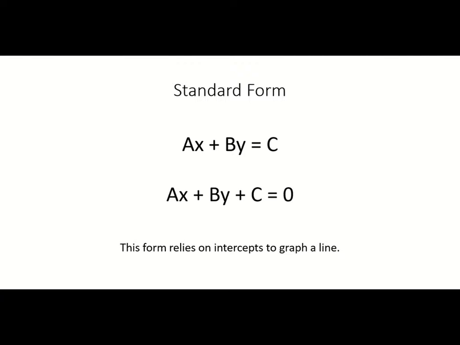So the standard form of an equation of a line could take one of two forms. You could have ax plus by equals c, where x and y are on the same side of the equals and some numbers on the opposite side. Or you could have ax plus by plus c equals 0, where all of your variables and numbers are on the same side of the equation and nothing is on the other side of the equation. Now when we work in standard form, we want to use intercepts to graph the line. So we're going to talk about what intercepts are in our next slide.